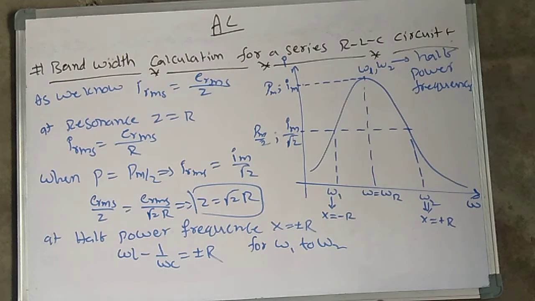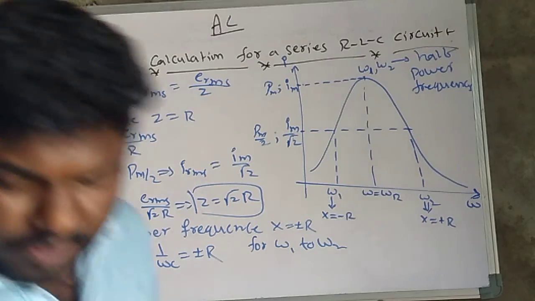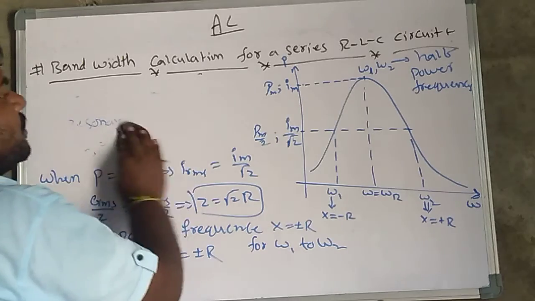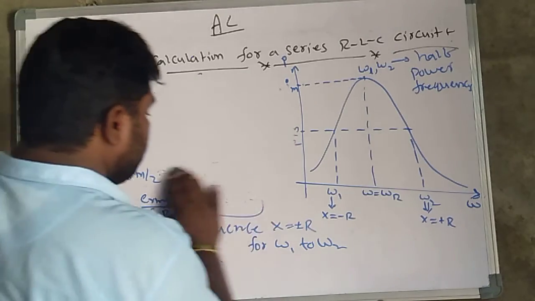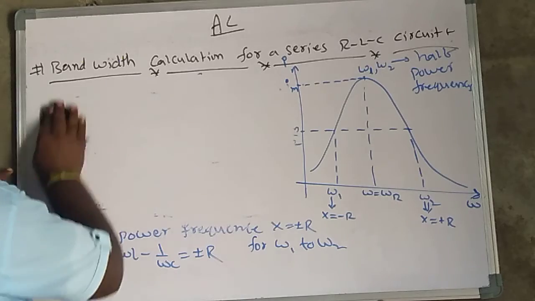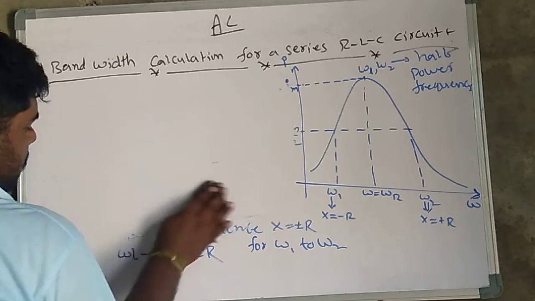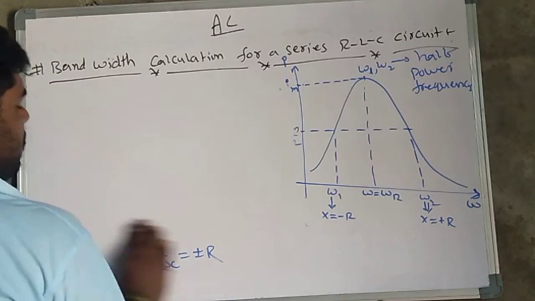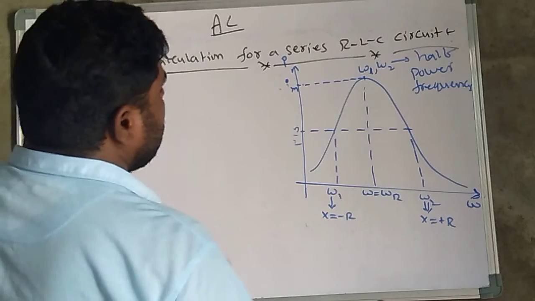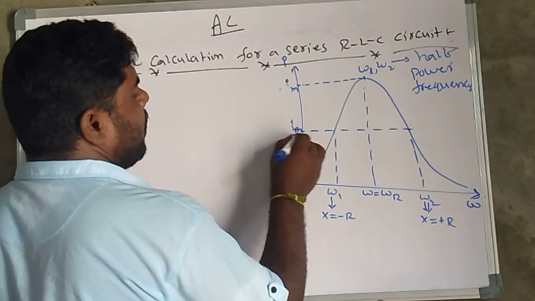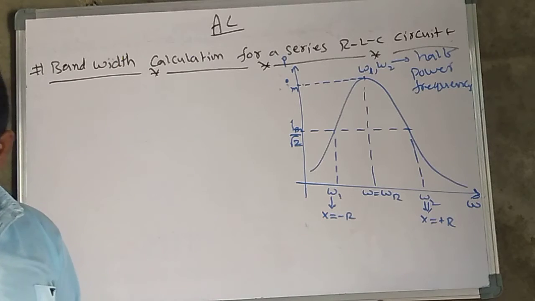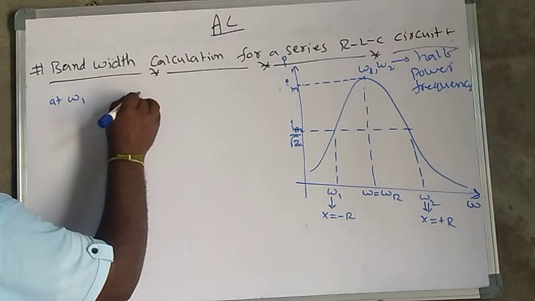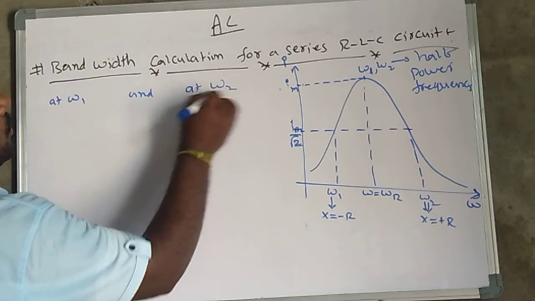At which case is a plus, at which case is a minus, we are going to discuss. Here, in this situation, I am going to explain omega 1. IRMS is I maximum by root 2. So here the I maximum by root 2, at the omega 1 and omega 2 cases.